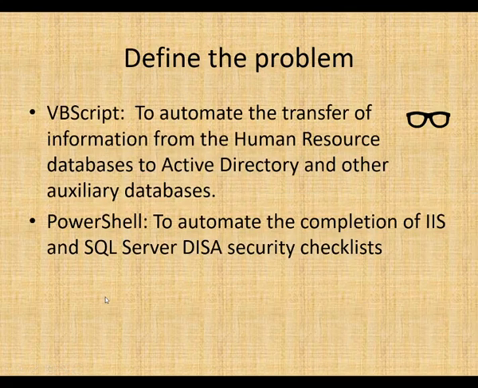Okay, we are now at the first part of the actual process. Define the problem. For the BV script, the problem was to automate the transfer of information from the human resource databases to Active Directory and other auxiliary databases. And the reason I have the glasses there is it's real easy to state that looking back. I did not do that to start with. I just started hacking away at the problem. That leads to its own problems. A little more on that later.